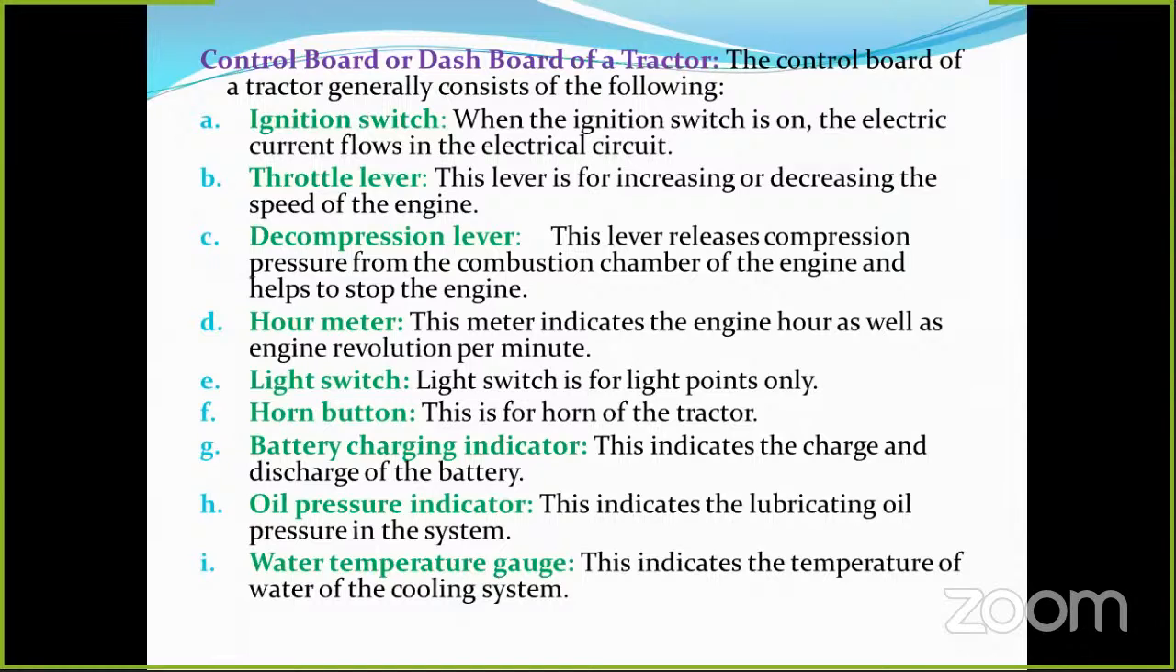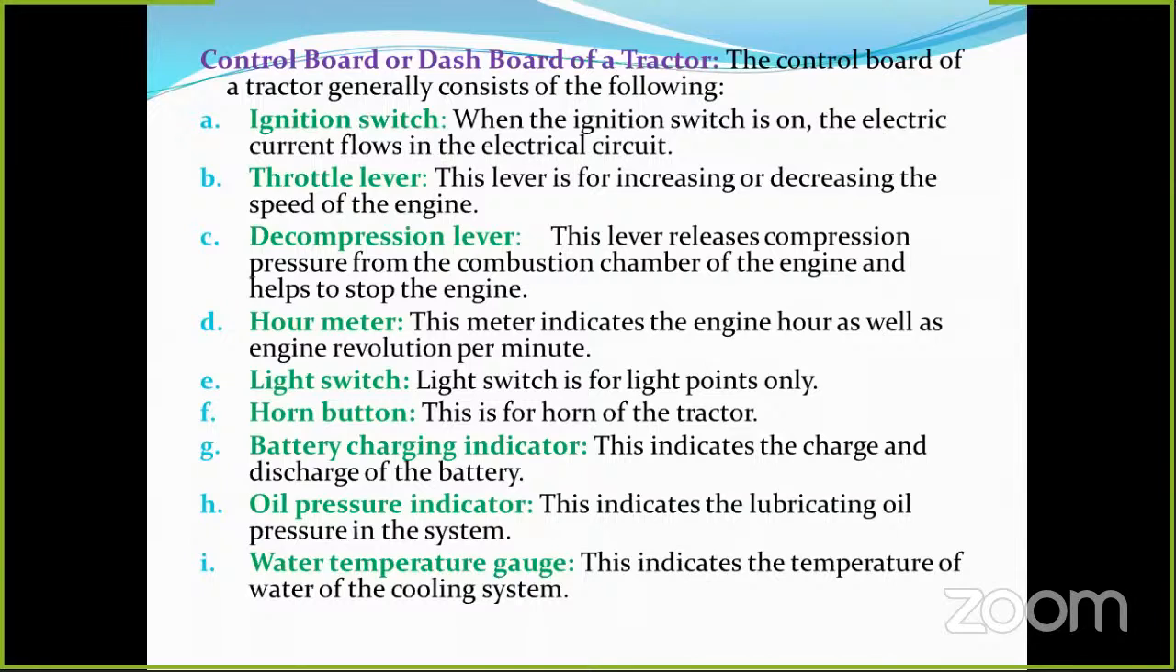Next, the hour meter. All vehicles have kilometers as a reading, but in tractors we have hours. So the number of working hours is noted on the dashboard. Okay, next, the light switch for switching on the lights, the horn button, and the battery charging indicator, which is utilized to know the status of the battery, whether it is fully charged or discharged.